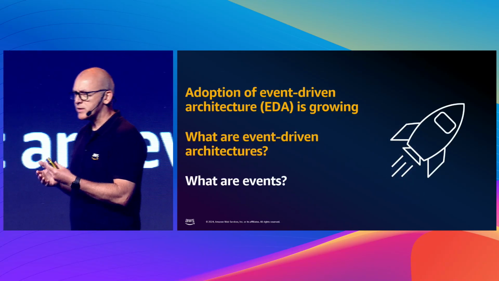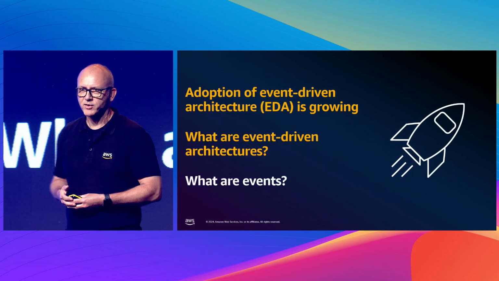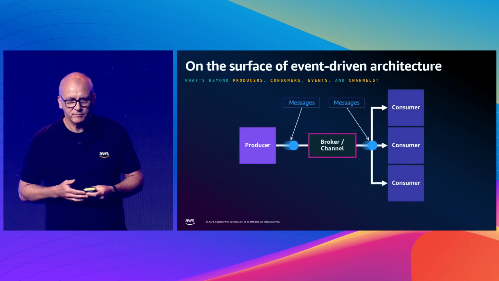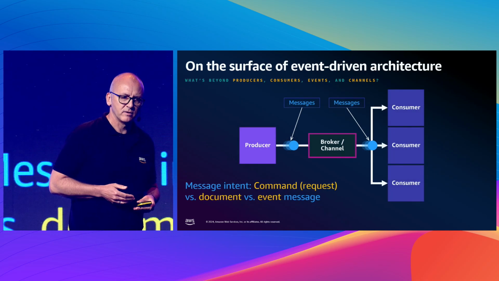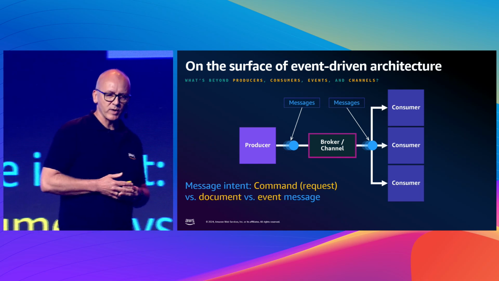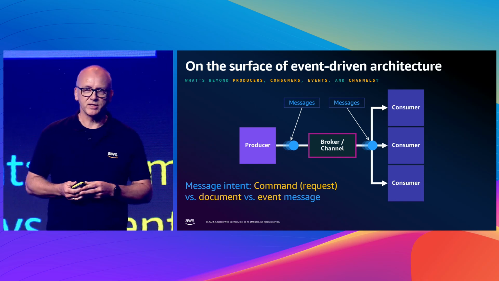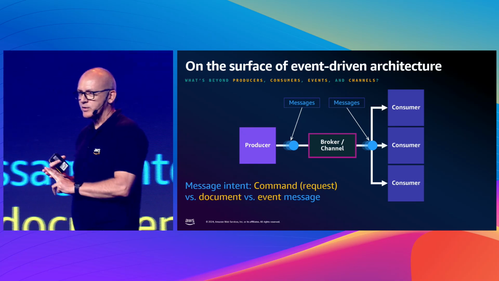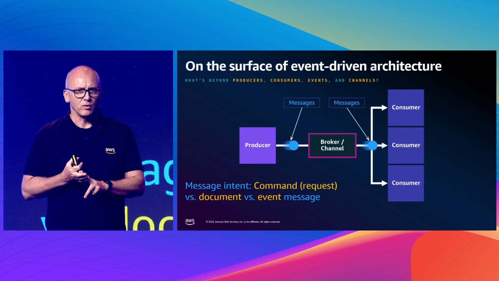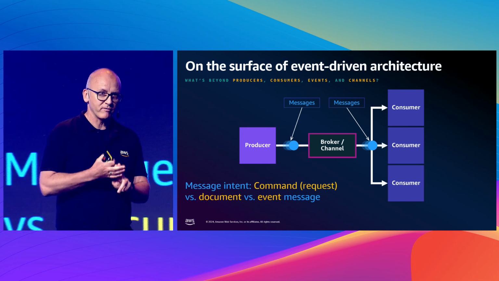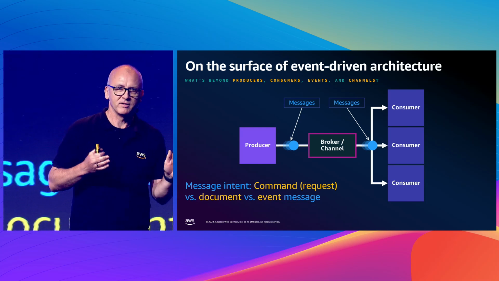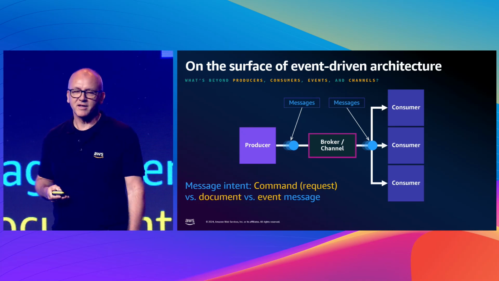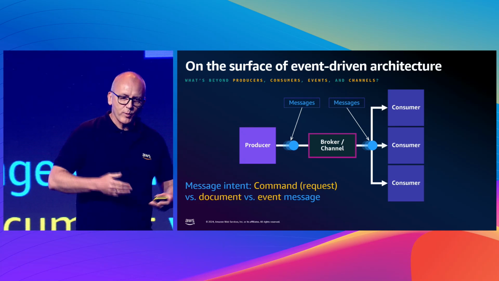And then another question, what are events in the first place? And the simple answer is technically they are messages, but with a certain intent. From enterprise integration patterns, we can learn that there are 3 message intents. The first one is command, the second one is document, and the third one is event. So what type of message intent could be relevant for event-driven architectures? Anyone a guess? Maybe event messages. Yes, exactly. So that's what we are interested in.